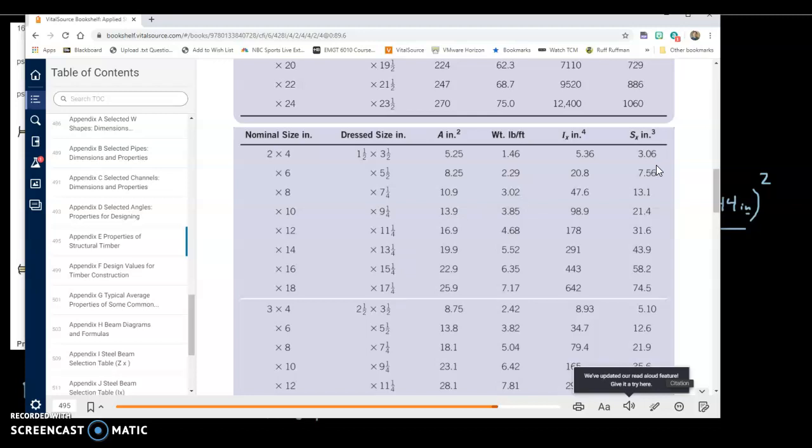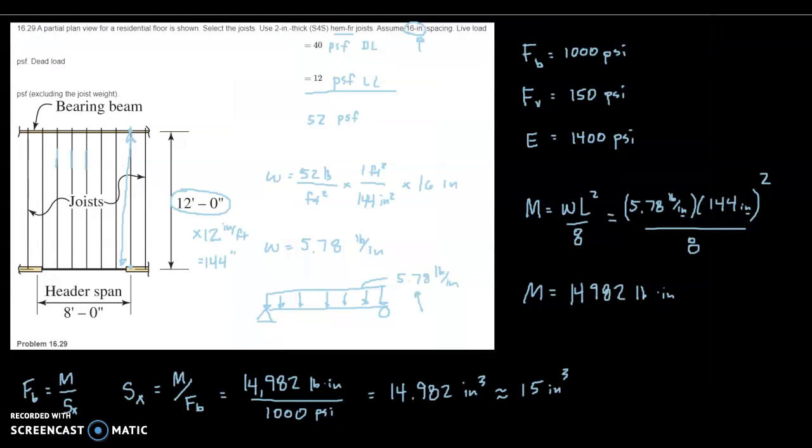So I needed a section modulus of 15. So 2 by 8 is not quite going to get the job done. It only has a section modulus of 13.1. So if I bump that up to a 2 by 10, that has a section modulus of 21.4. So I think that's where we'll start. We'll use that as our starting point. So our first trial timber is a 2 by 10, which has a section modulus of 21.4.